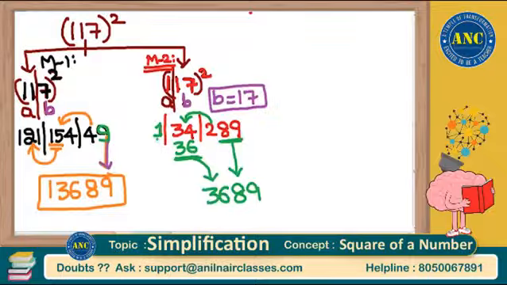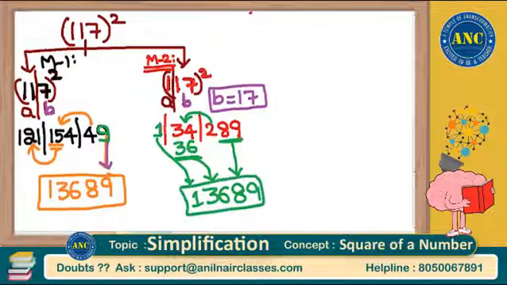Remaining in the leftmost digit is 1. Write down as it is. Both the ways you will get the same answer as 13689. Very, very important key point.